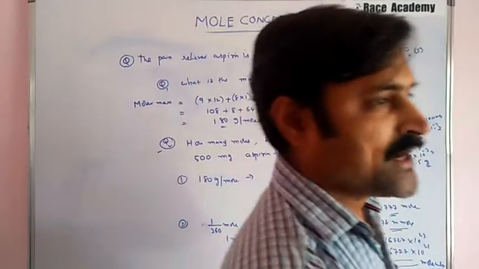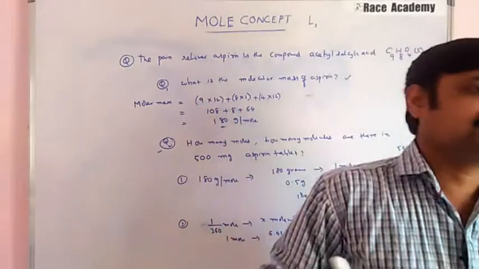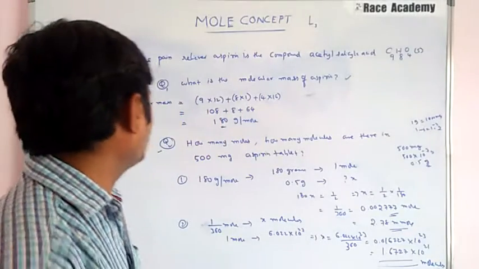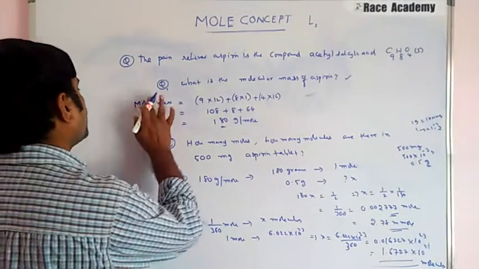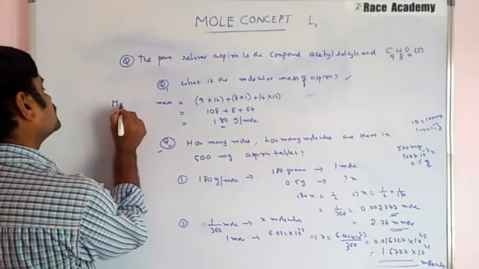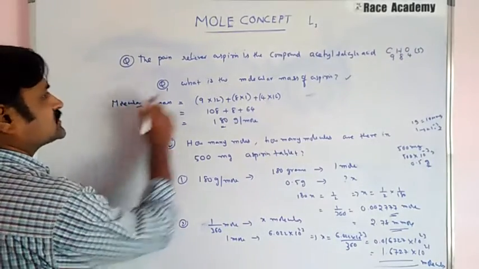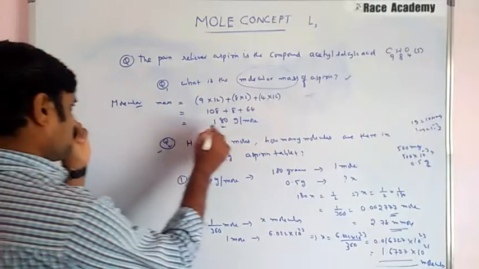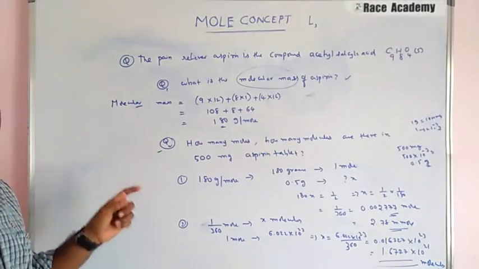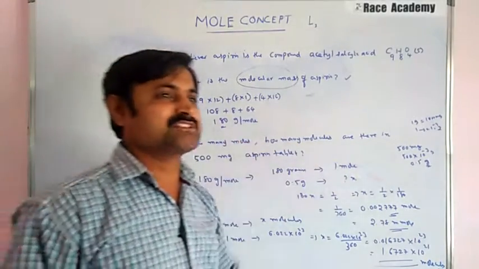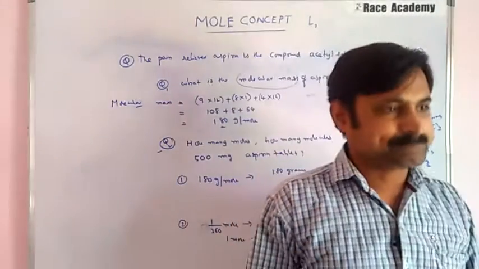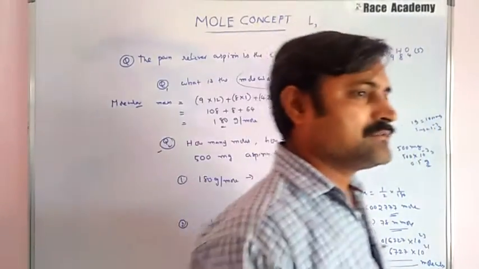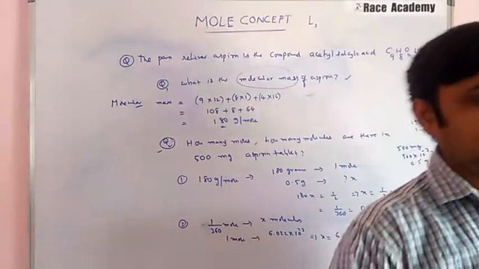Moving on to another important point. What is molar mass? From the discussions, the mass of 1 mole of any substance is called molar mass. So here I am writing molecular mass, as they asked molecular mass. Molecular mass is 180 grams per mole, which means this 180 grams is 1 mole of aspirin. Units are grams per mole.